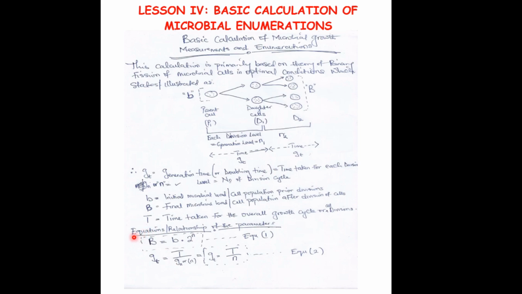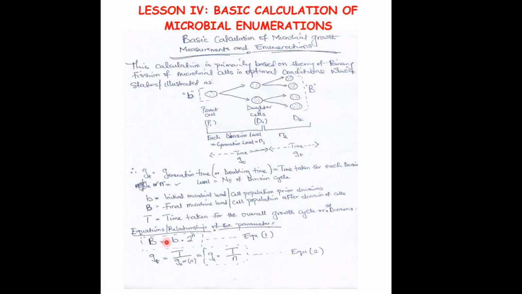Having said that, let's look into the basic equation and relationship of these parameters. Like I told you, in the exponential phase, the relationship between the initial and the final microbial load after cell division is exponential growth of 2 raised to power n. That means one cell will divide into 2. The number of divisions represents this n. That gives us equation 1.